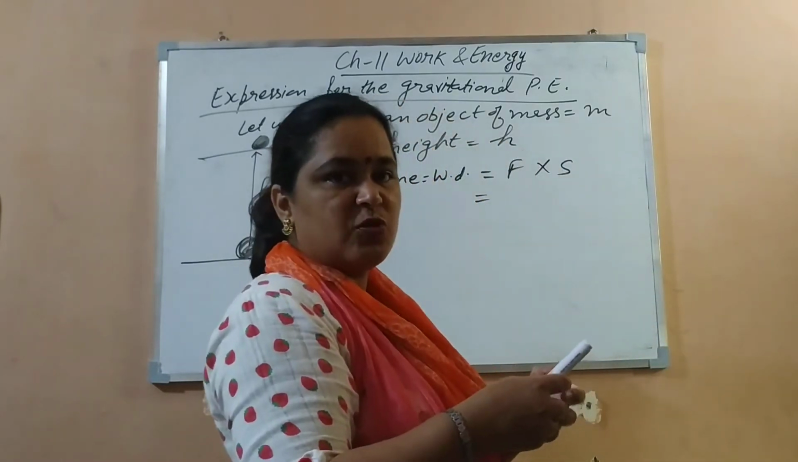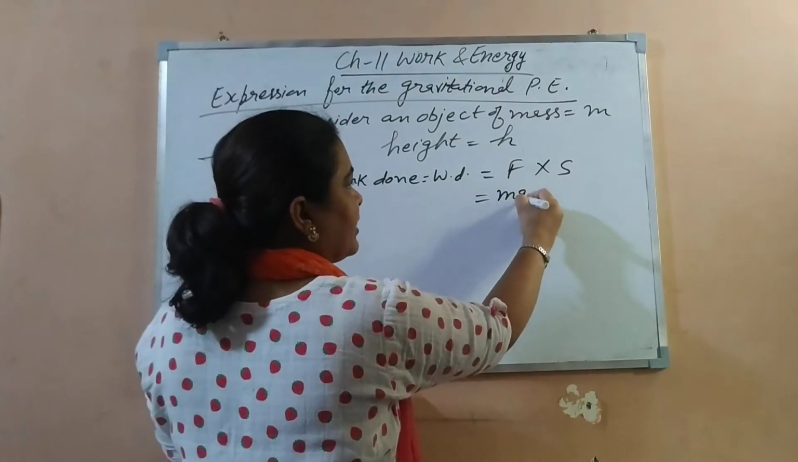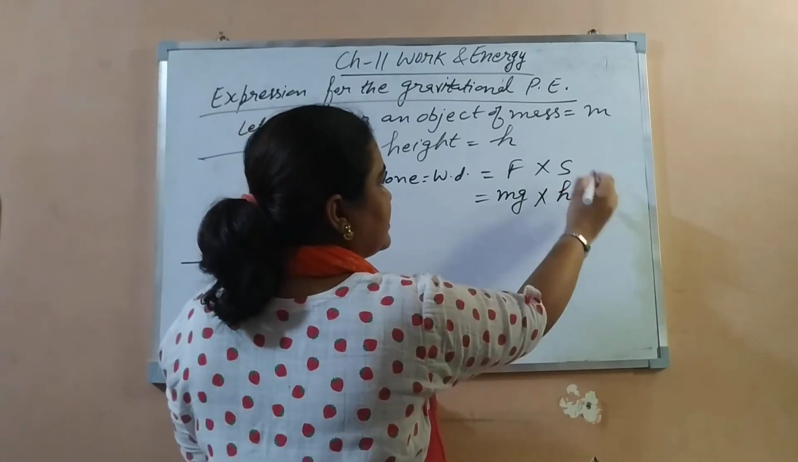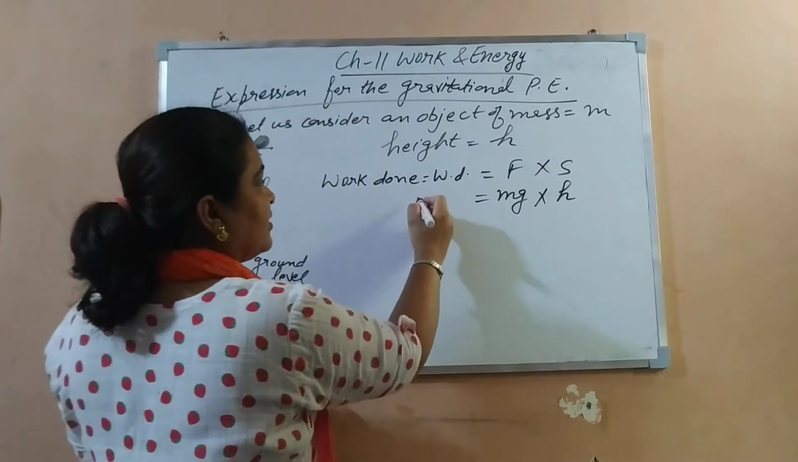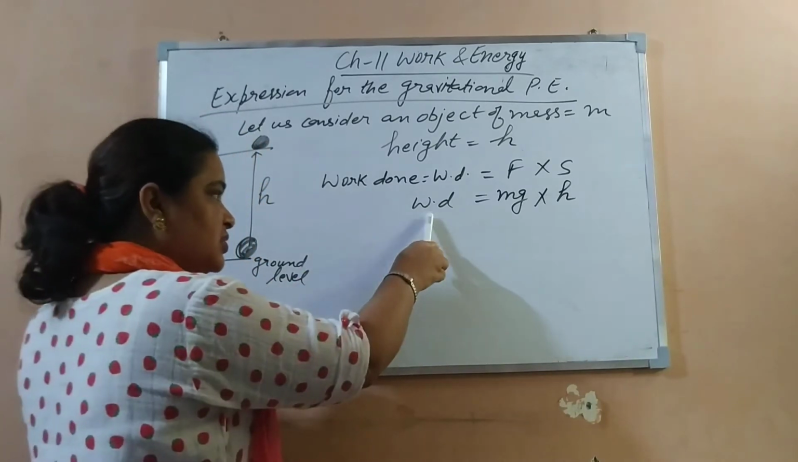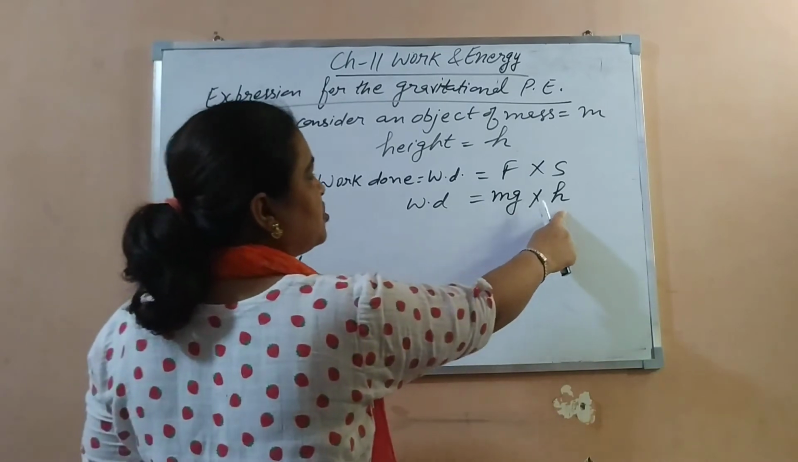And what is the weight formula? M into g. So that force is equal to weight, and we write m into g, against the gravity, into s, the displacement. And this work done we have calculated as mgh. So work done is mgh.